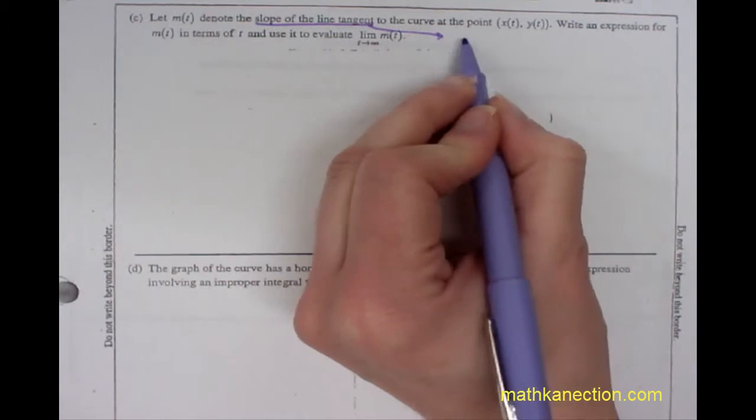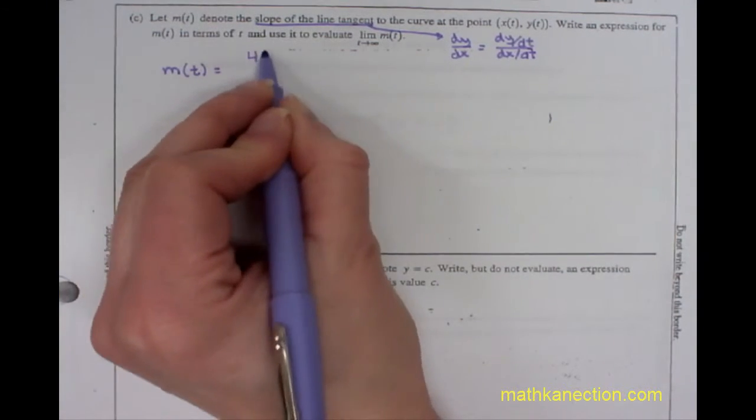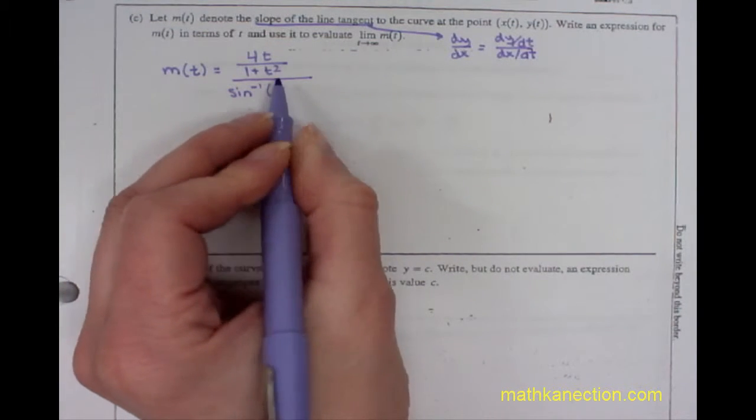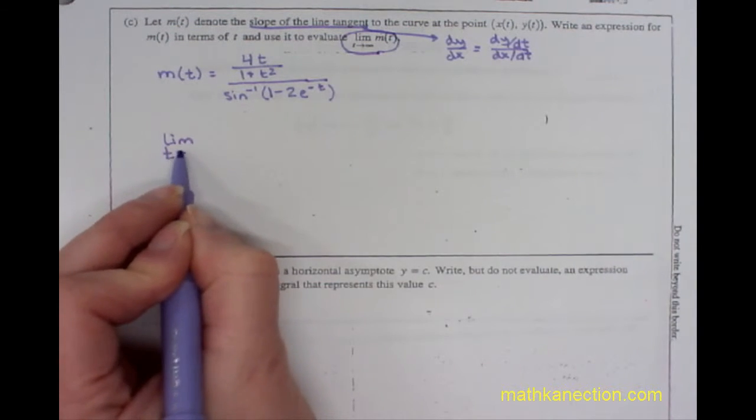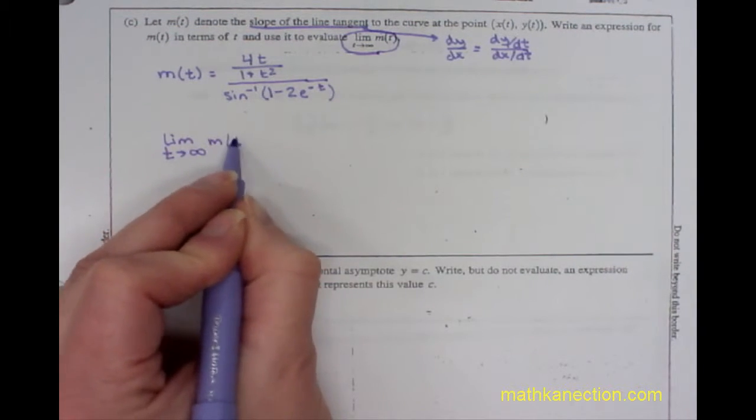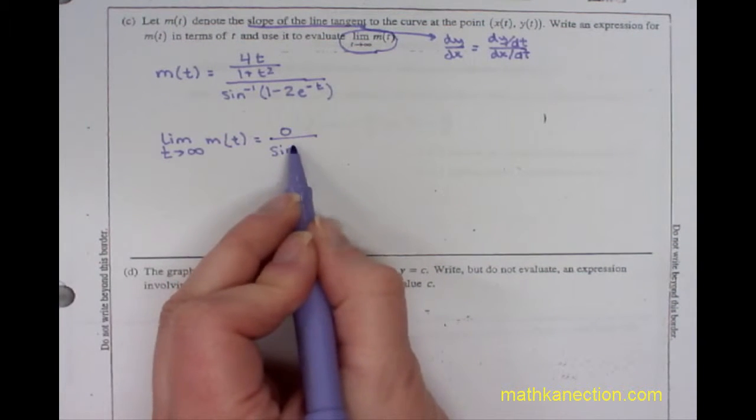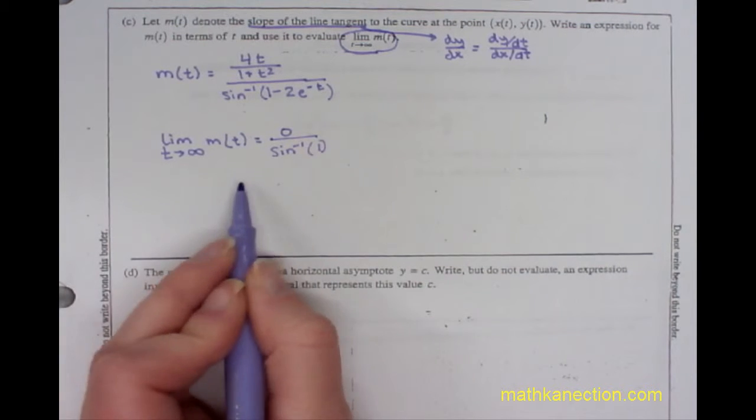The slope of a tangent line is just dy/dx, which is dy/dt over dx/dt. So m of t is just dy/dt over dx/dt. Then to get the limit as t approaches infinity of m of t, the dy/dt is just going to be 0, since the degree of the numerator is less than the degree of the denominator. Then substituting infinity for dx/dt, e to the negative infinity comes out to 0, so that's 1 minus 0, so sine inverse of 1, so that's going to be 0 is our answer.